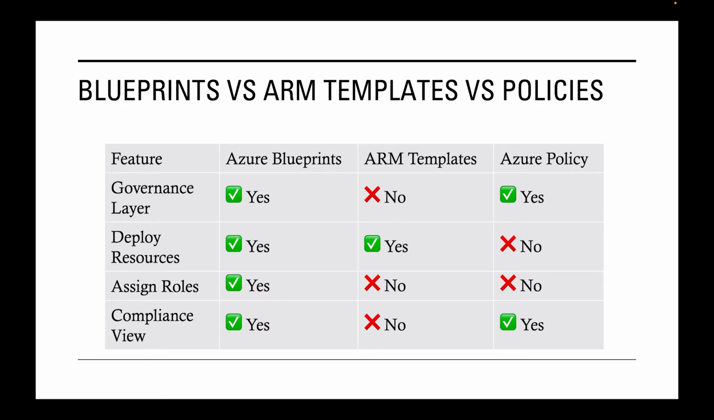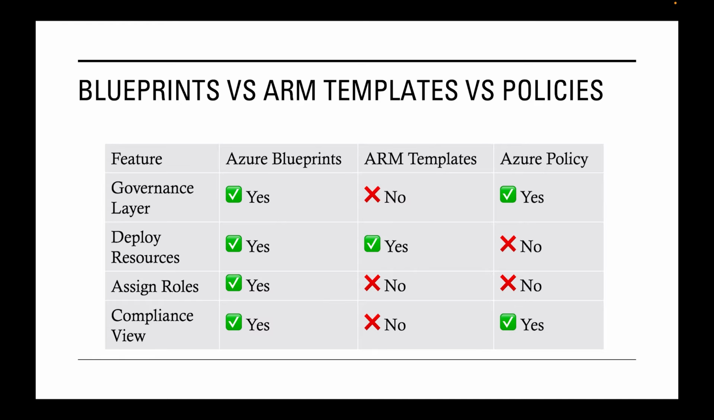So blueprints versus ARM templates versus policies. Let's start from the very top. Azure Blueprints: governance layer, yep. Deploy resources, yes. It assigns roles, and also has a compliance view. ARM templates do not have a governance layer. You can use them with governance. They do deploy resources, but don't assign roles or have a compliance view.